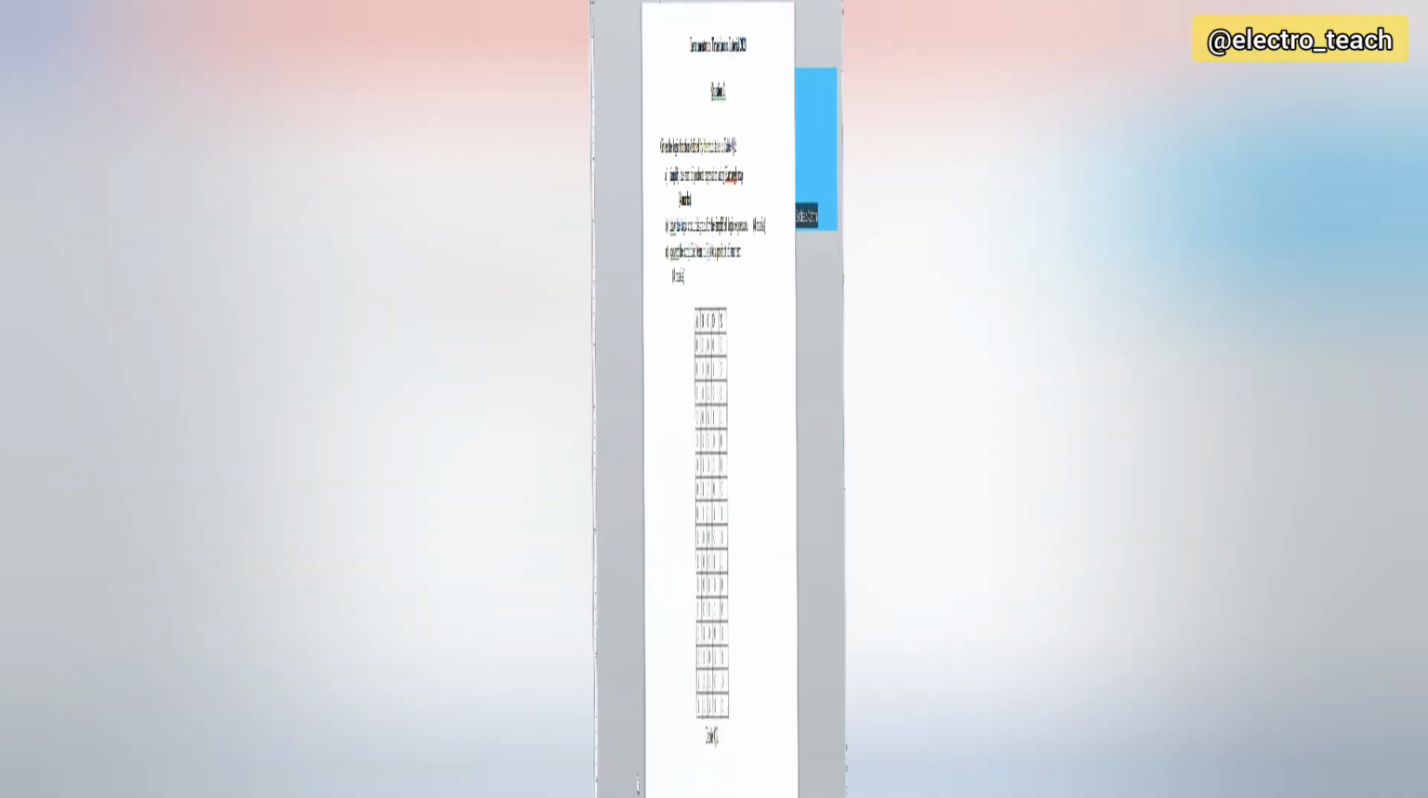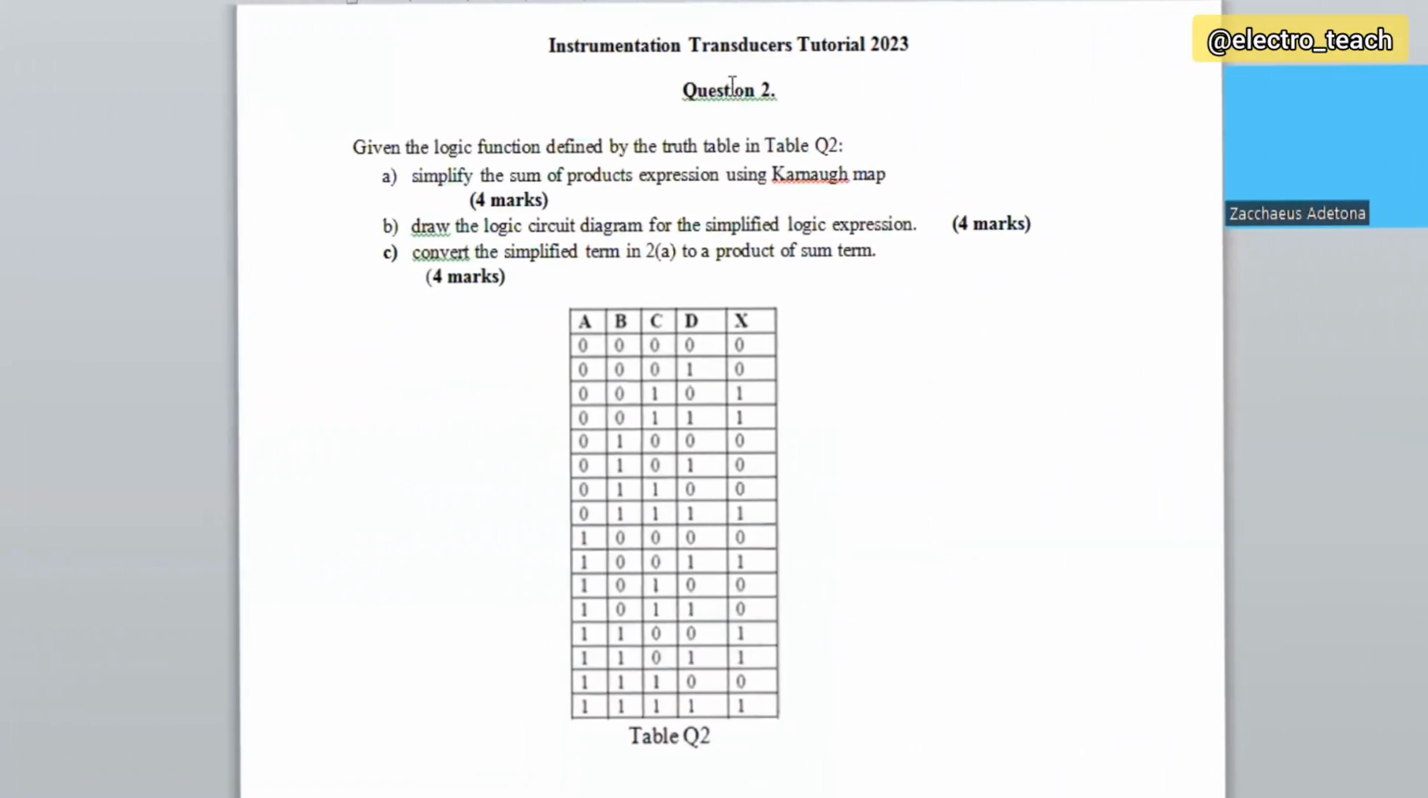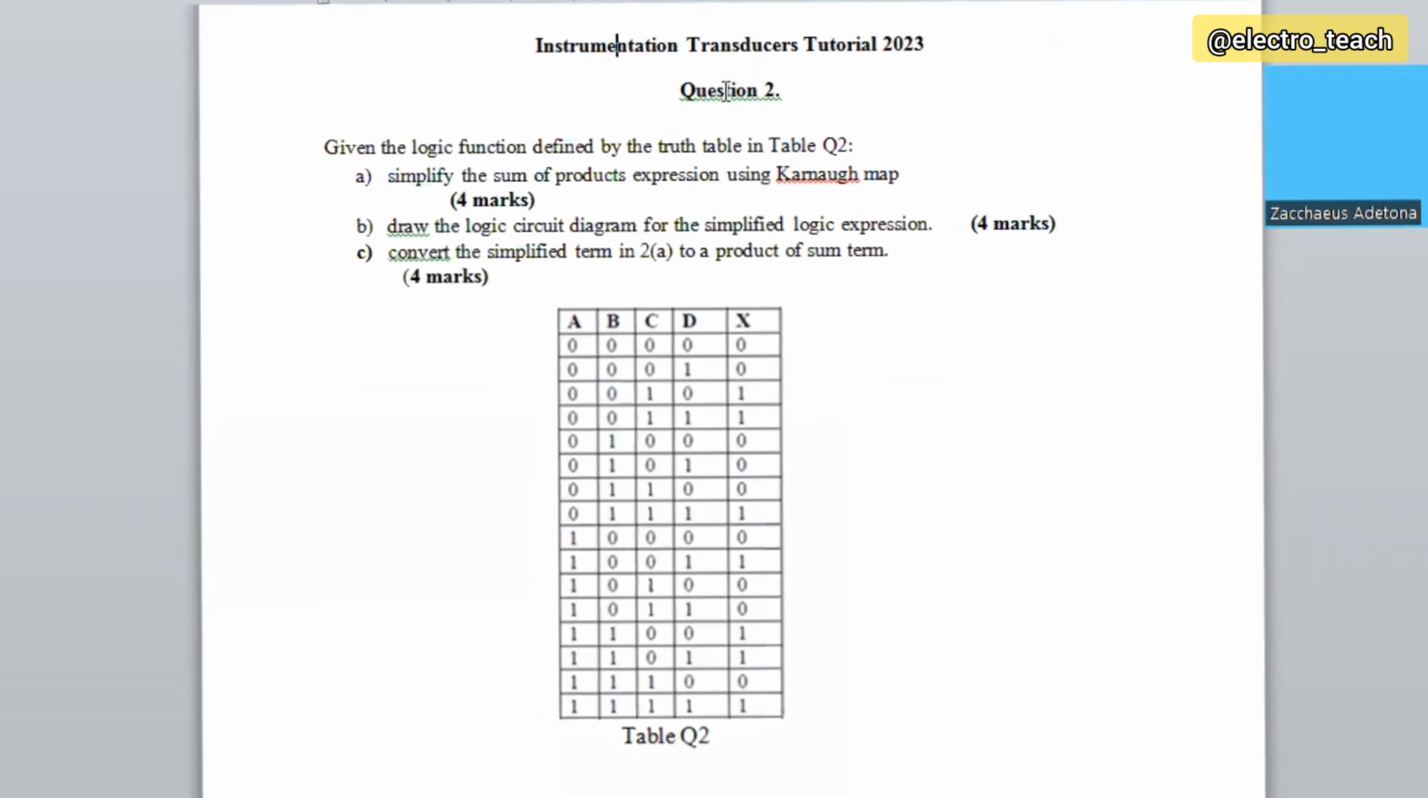Now let's look at the second question. It's talking about a logic function that we have on the truth table here. There's a logic function that generated the truth table. For the output X, we are going to write out the sum of products. Don't forget, we are going to deal with the 1s at the output. Then we look at the sum of products expression of the inputs A, B, C, D for each row. Then we are told to also draw the logic diagram for the simplified logic expression.